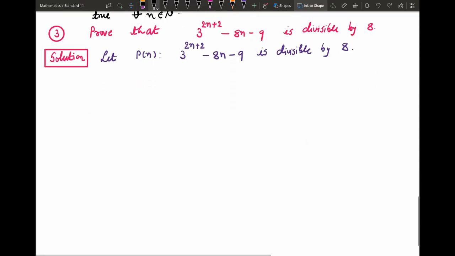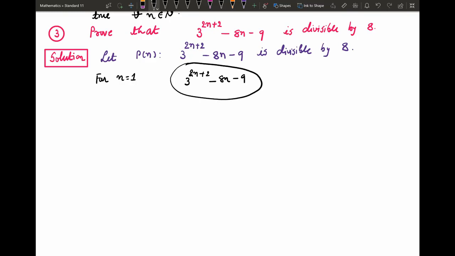So for n equal to 1, the expression 3 raised to 2n plus 2 minus 8n minus 9, for n equal to 1, its value is 3 raised to 2 plus 2 minus 8 minus 9. Put n equal to 1 in the result.